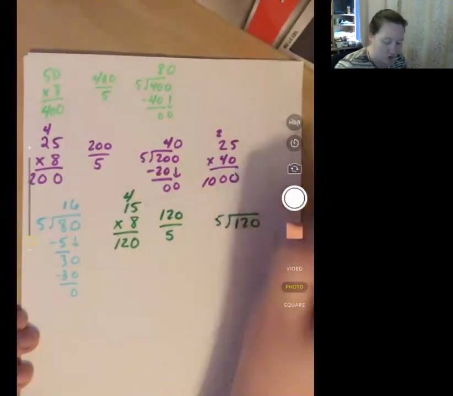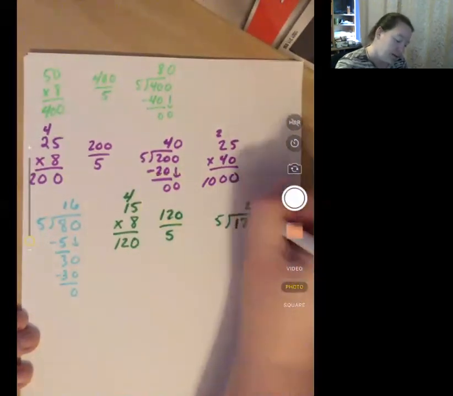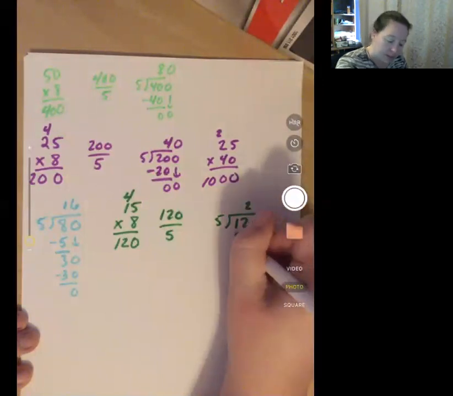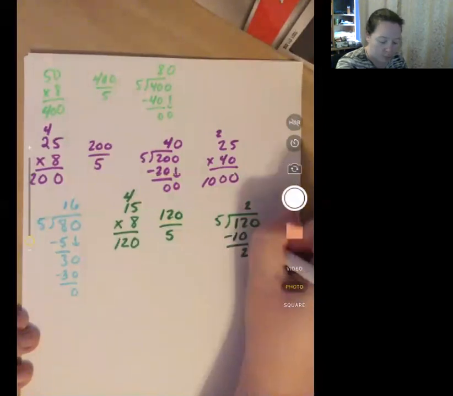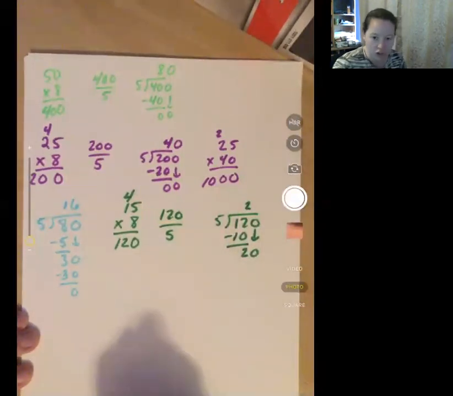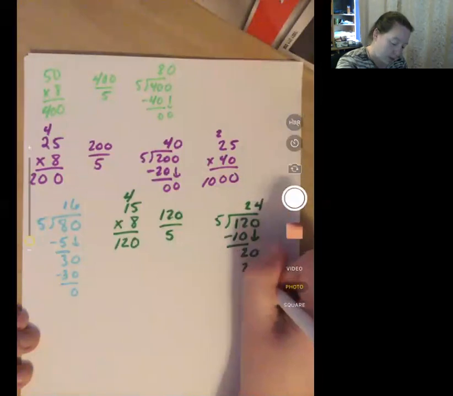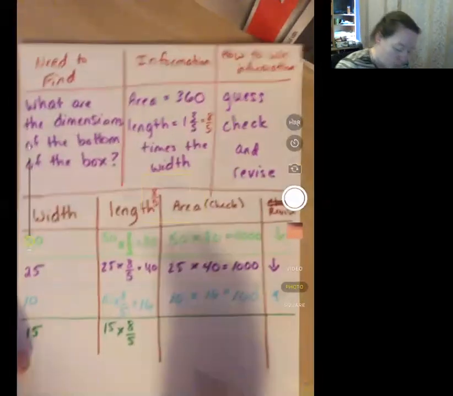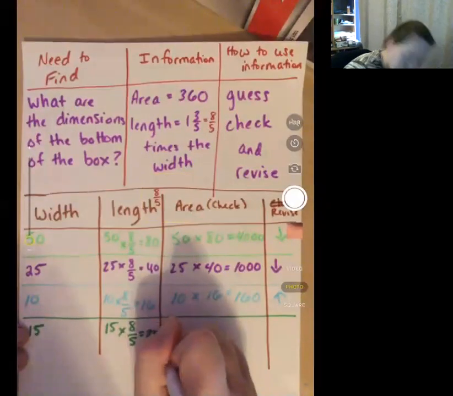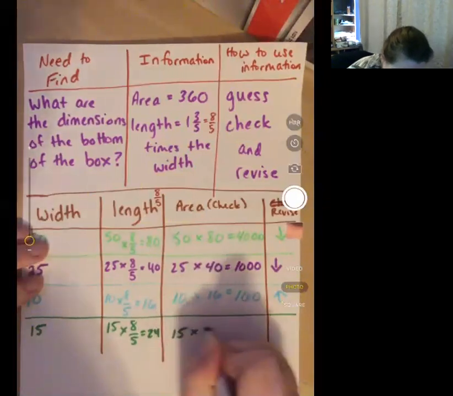5 into 120. 5 goes into 12 2 times, because 5 times 2 is 10. 2 minus 0 is 2. Bring down the 0. 5 goes into 20 how many times? 4. Because 4 times 5 is 20. And 20 minus 20 is 0. So we have a 24. And then I end up with 15 times 24.